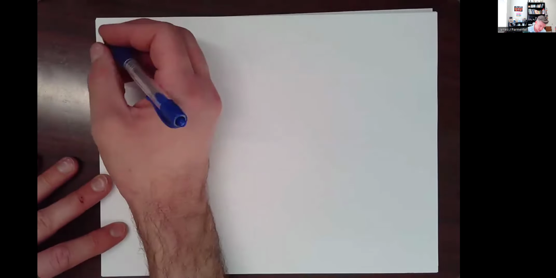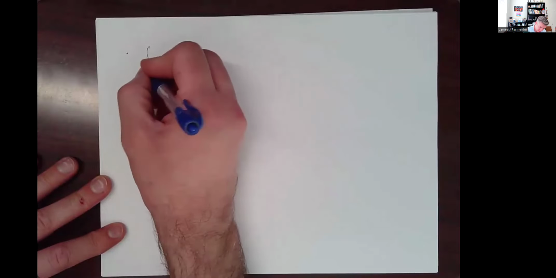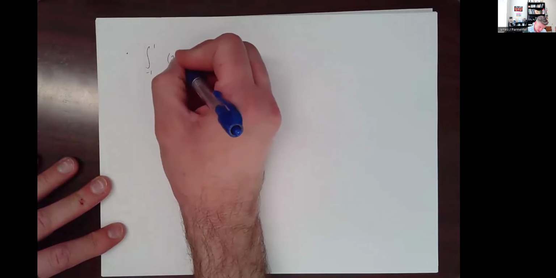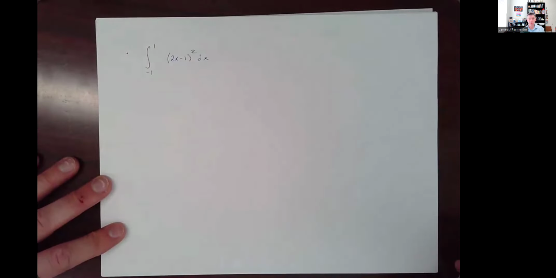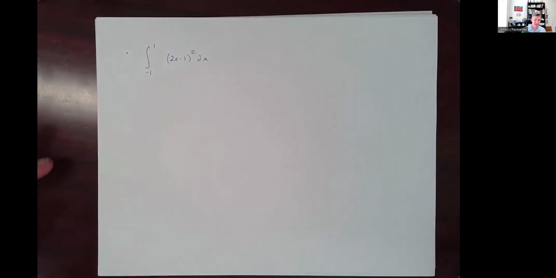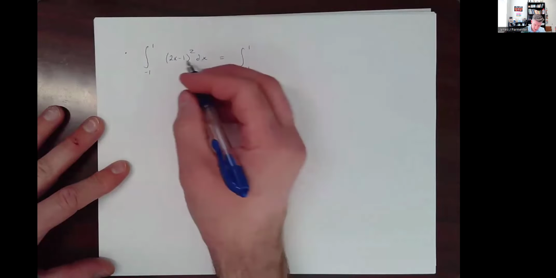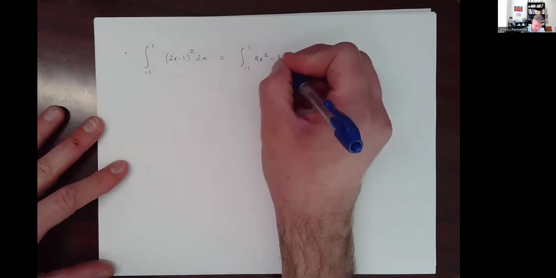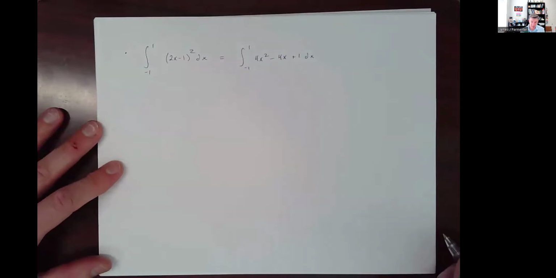Yeah, let's do the integral. We don't have to be too easy. From -1 to 1 of 2x minus 1 squared dx. And while you certainly could do a u sub here, u equals 2x minus 1, I don't think you really need to. I think you can just multiply this out. It is equal to the integral from -1 to 1 of 4x squared minus 2x minus 2x, which is minus 4x, plus 1. And then we do the thing.